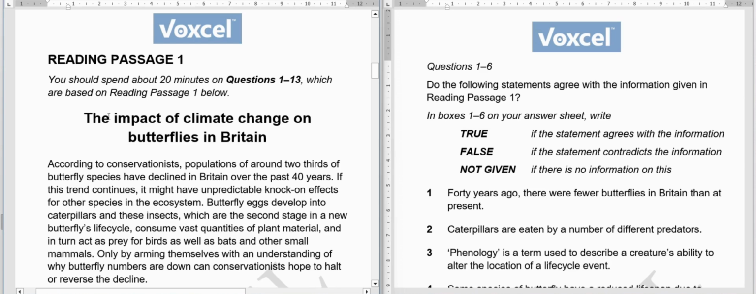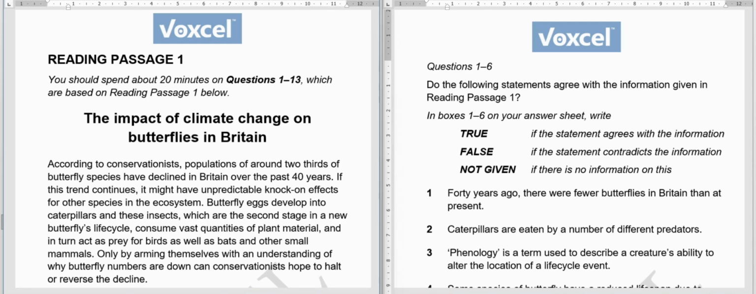From the title it is quite clear that most probably we will read something about climate change and the effect it has on butterflies, like is the number of butterflies increasing or decreasing due to climate change, or what is the difference between past and present because of climate change in the behavior, breeding pattern, whatever the reason is, basically the impact on the butterflies.